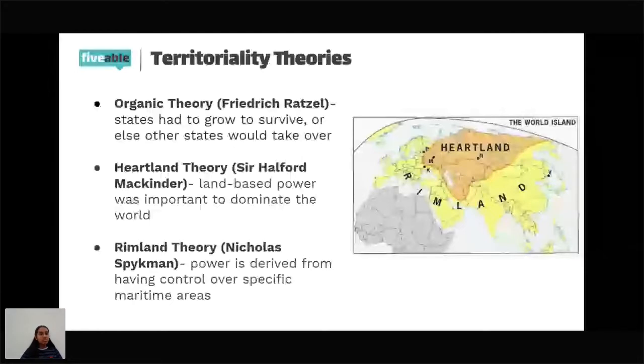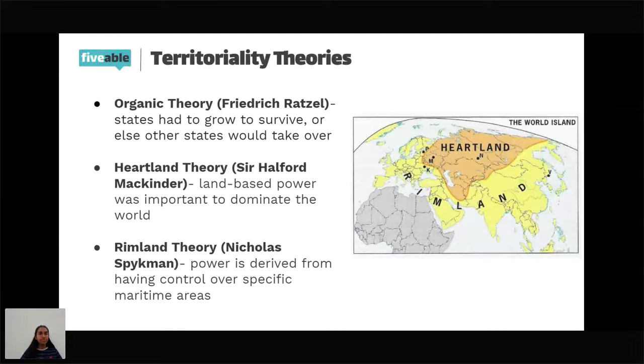The Heartland Theory by Sir Halford Mackinder stated that land-based power was important to dominate the world. And Mackinder believed that the heartland, and you can see this orange area on the map, is the heartland, and that consists of Eastern Europe, Russia, and Central Asia. And Mackinder said that the heartland would rule and that land-based power was a lot more important than naval power. And everything else on this map is called Rimland, in this yellow area, and then periphery, which is this gray area.